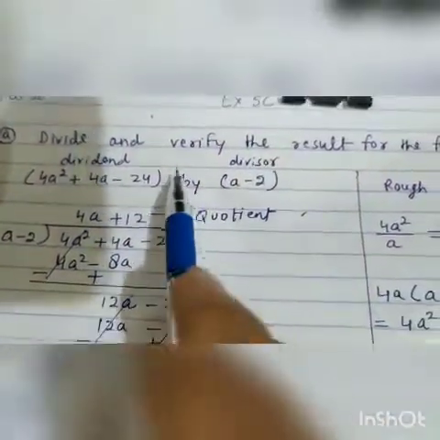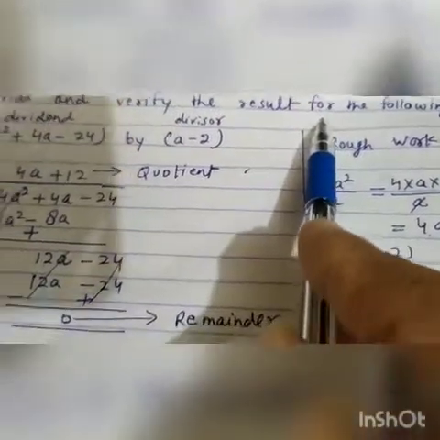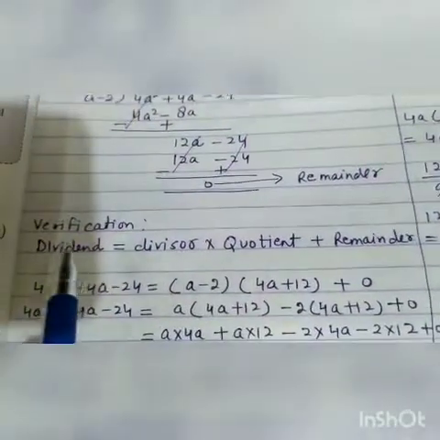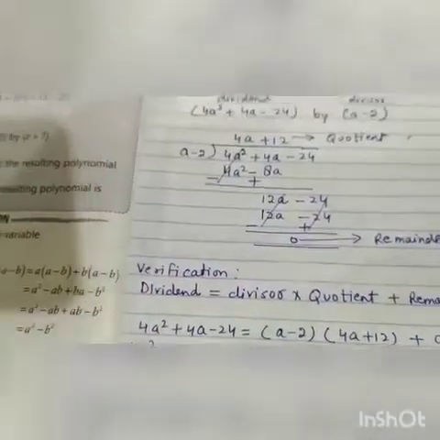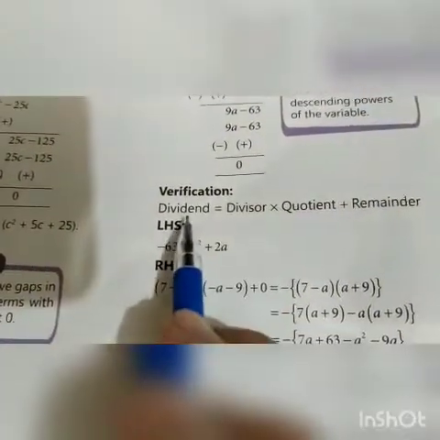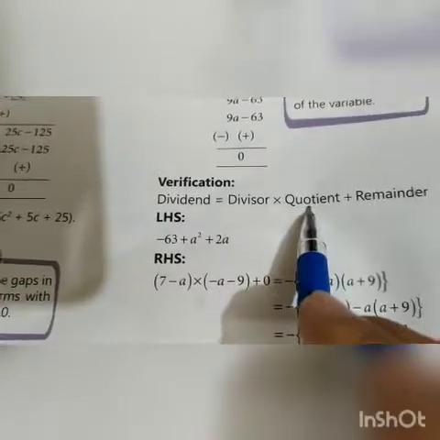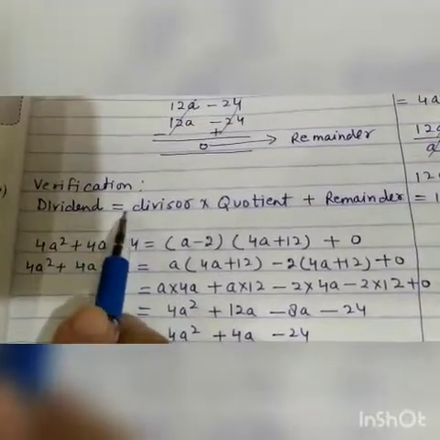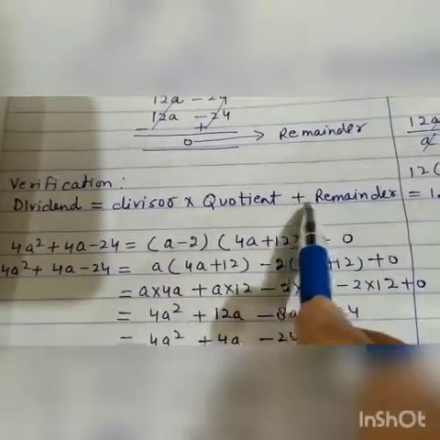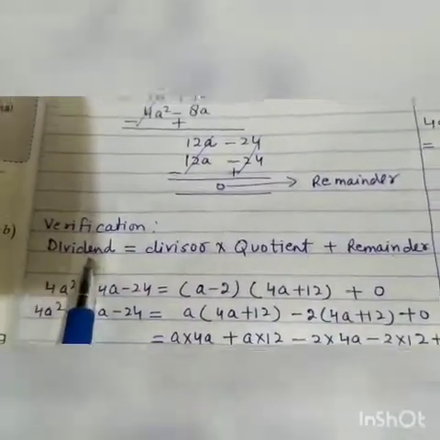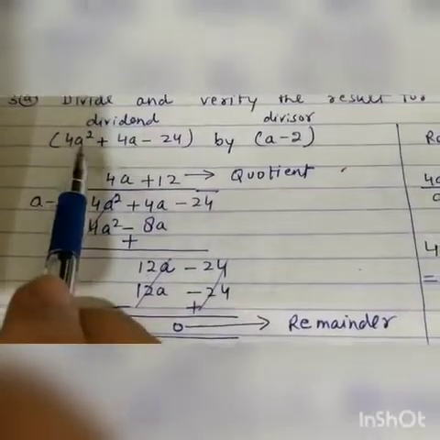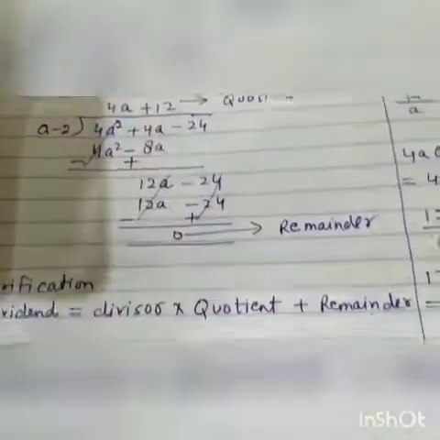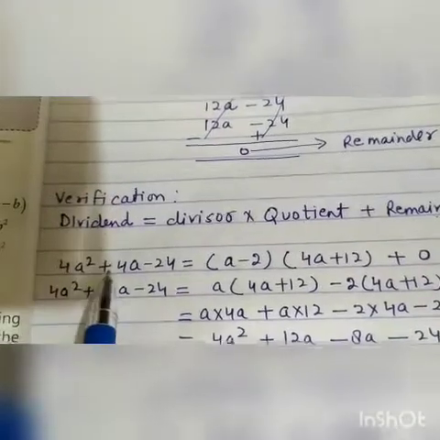In this question we have to verify the result also. How will we verify? See verification in your book also. This is verification: dividend is equal to divisor multiply quotient plus remainder. We will write it here also. What is dividend? Dividend is 4a square plus 4a minus 24. We will write it below.